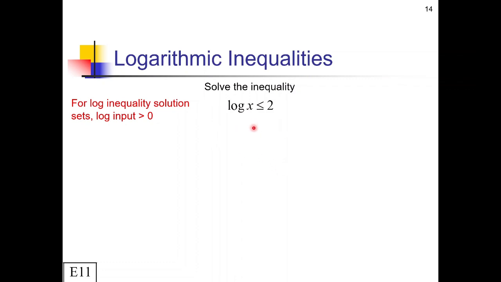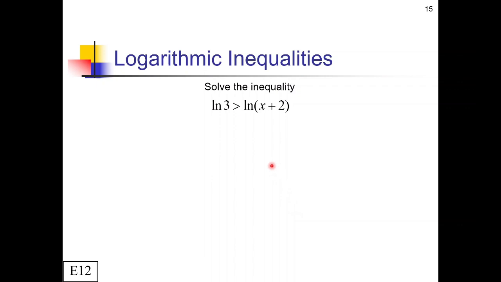So in this situation, I'm just going to raise 10 to both sides because this is log base 10. That'll give me x on the left side, less than or equal to 100. So that's part of my solution. But now we said that our input for my log has to be a positive number. So I also have to write for the domain that this x here has to be greater than 0. That gives me a final combined answer of 0 less than x less than or equal to 100.